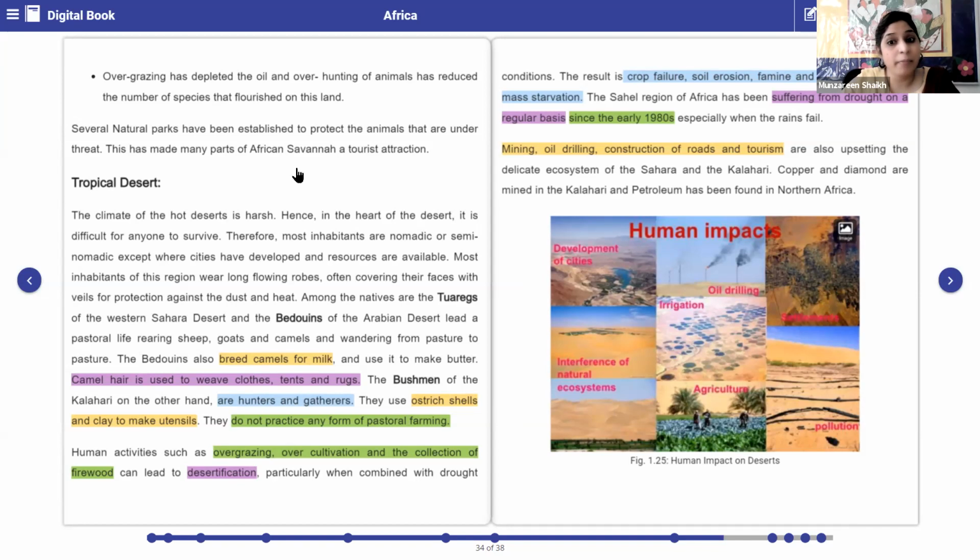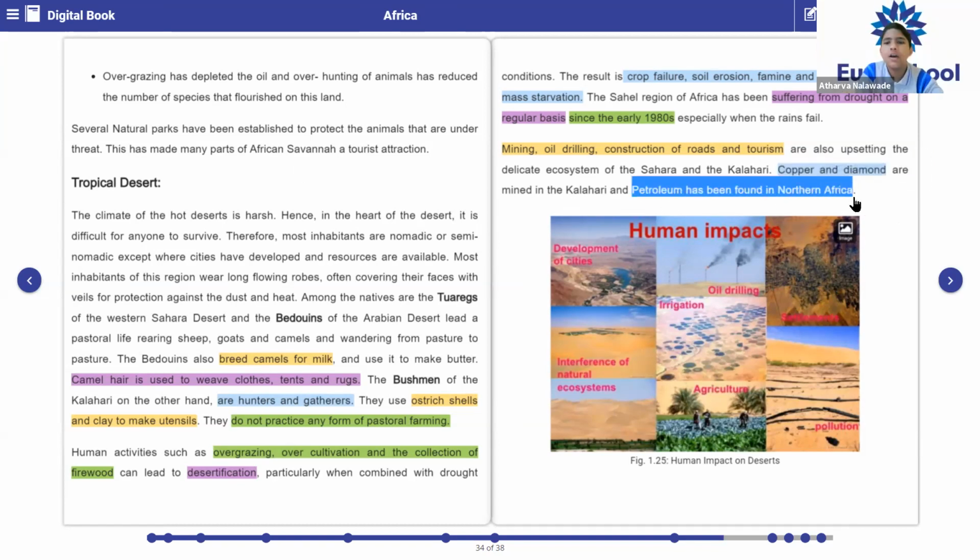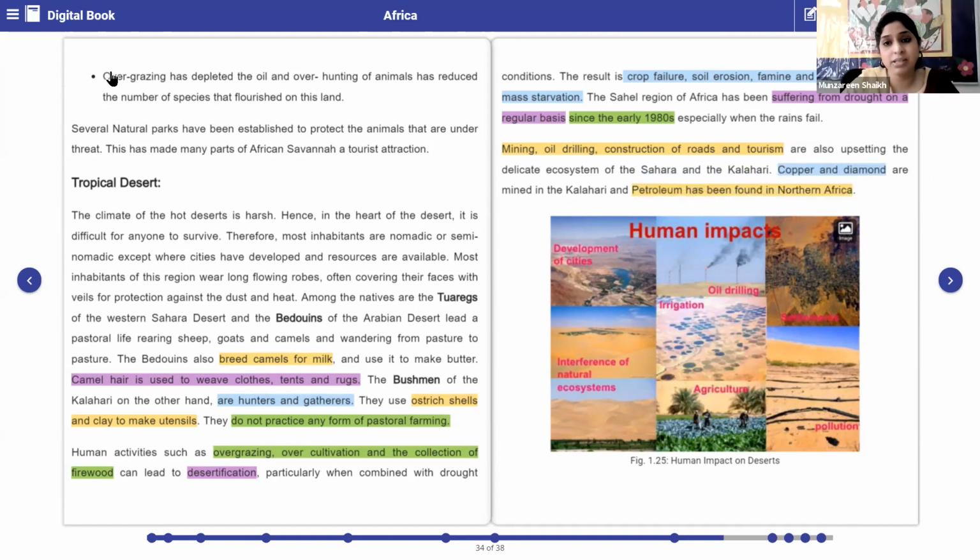Copper and diamond are also mined in the Kalahari, and petroleum has been found in northern Africa. Please underline. Where do we find petroleum in Africa? Which part? North Africa. Northern Africa. Okay, and where do we find copper and diamonds? In the Kalahari. Okay, got it? Please underline that.